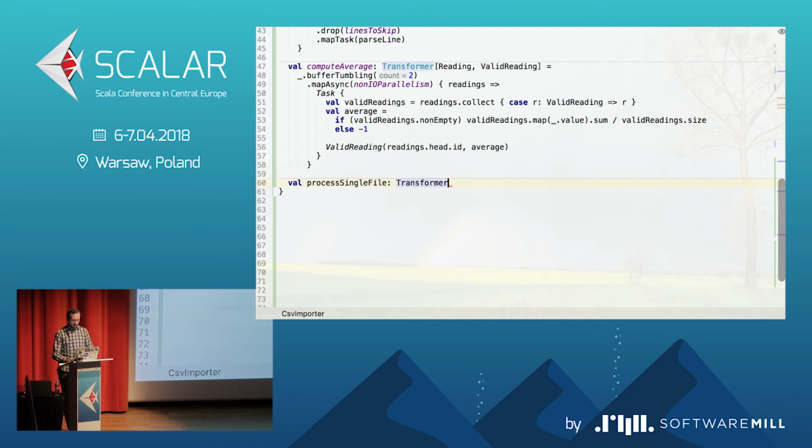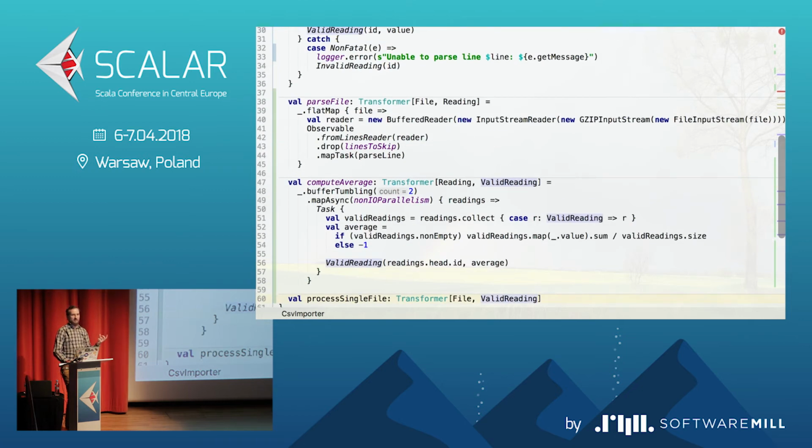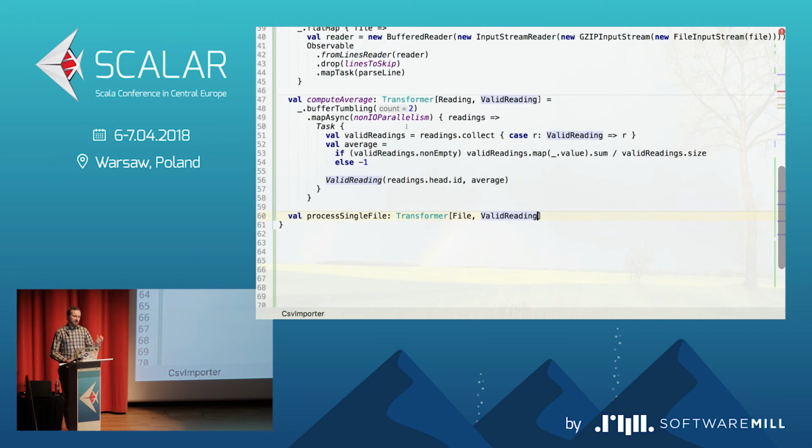And this is going to be a transformer from a file to a valid reading. So the first one, parse file, was transforming from a file to a reading. Then compute average was transforming from a reading to a valid reading. And when we combine them, they transform from a file to a valid reading.